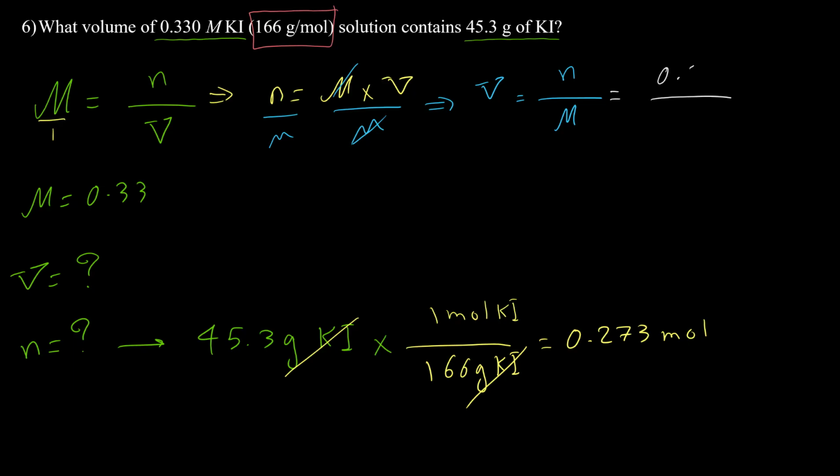So n is equal to 0.273 and molarity is 0.33. The answer is equal to 0.827 liter or 827 milliliter.